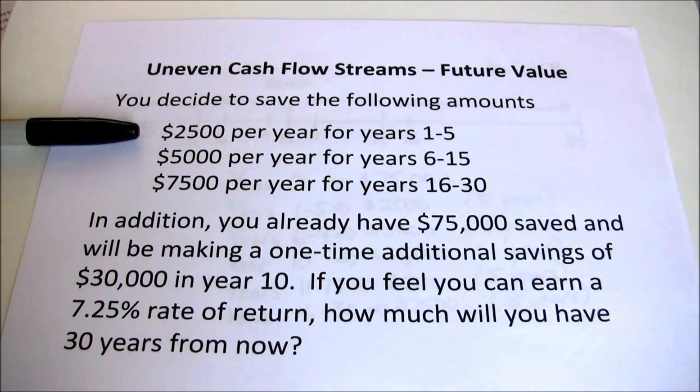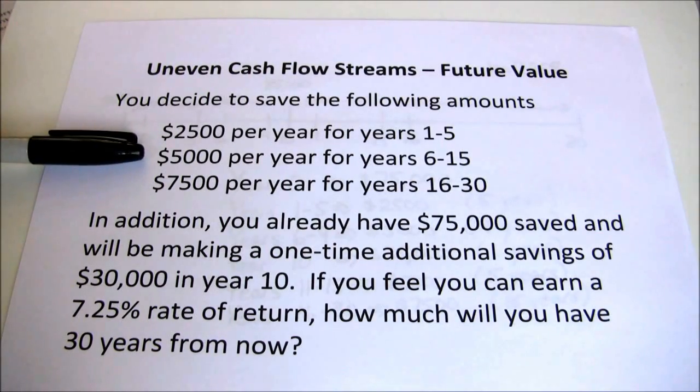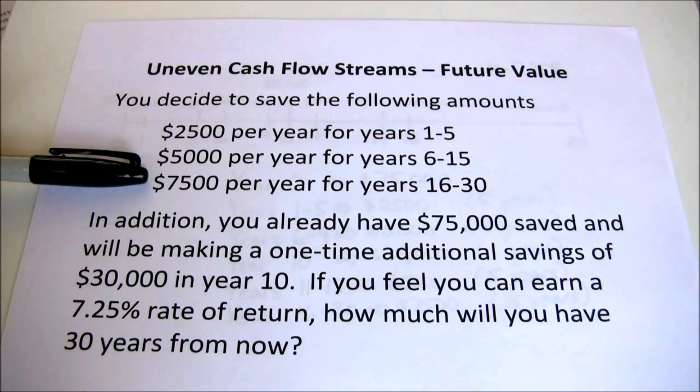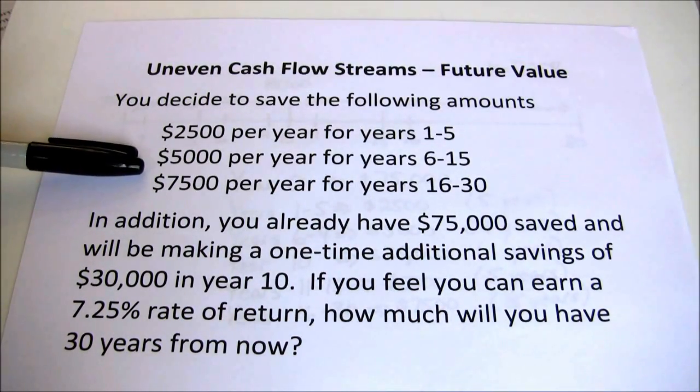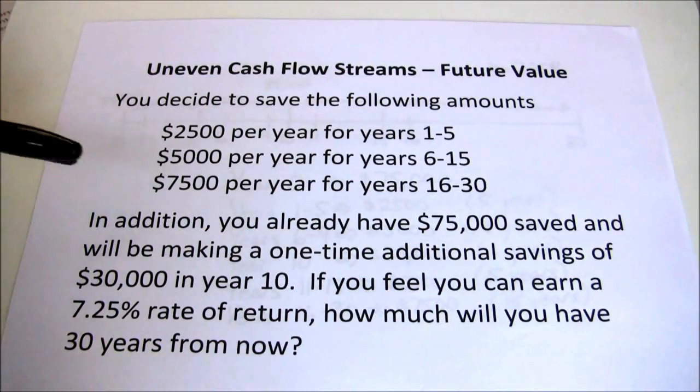So $2,500 per year for years 1 through 5, $5,000 per year for years 6 through 15, then $7,500 per year for years 16 through 30. These represent your savings, how much you're investing into your retirement plan. And we're going to assume these come at the end of each year. You're just making annual contributions.